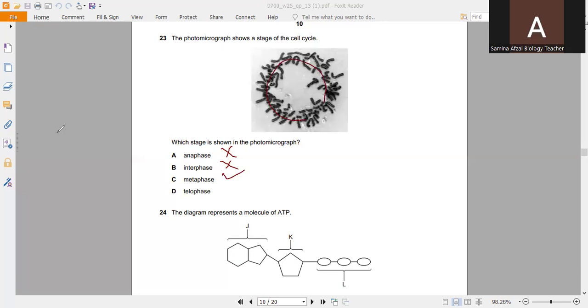Then telophase, again, they are uncoiling into chromatin, they have reached the opposite poles. So they get separated from each other. So in this way, they cannot be shown in this way. So C is the correct option over here.